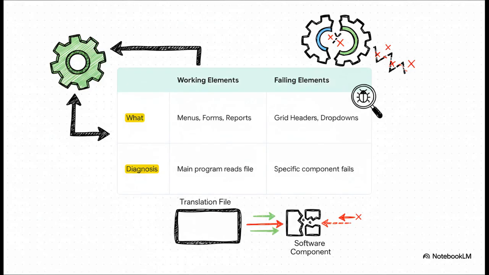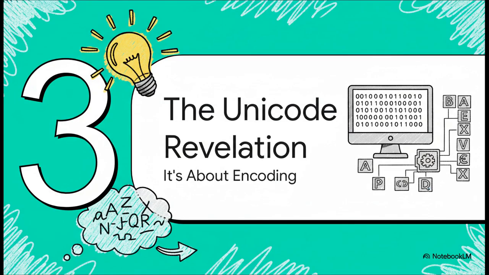And this is where the investigation takes a turn. The team starts to notice a pattern. The main parts of the program, the menus, the forms, they were fine. It was only these specific components, like grids and drop-downs, that were failing. And that was a huge clue. It meant the problem wasn't the translation file itself, but how one specific part of the software was trying to read it. And that led to the big aha moment. The team finally realized they'd been looking in the completely wrong place. This whole thing wasn't really about the Greek language at all. No, it was about something much more fundamental. The way computers handle text.